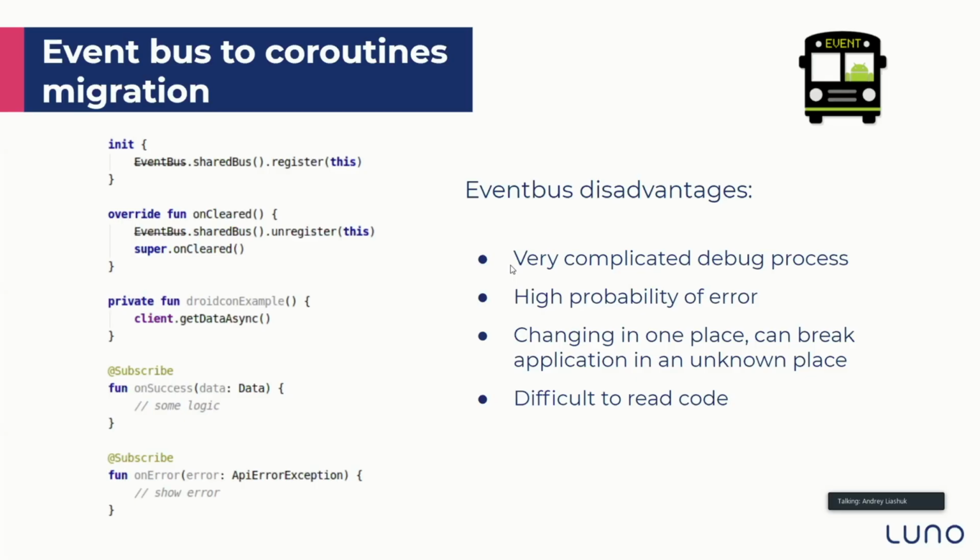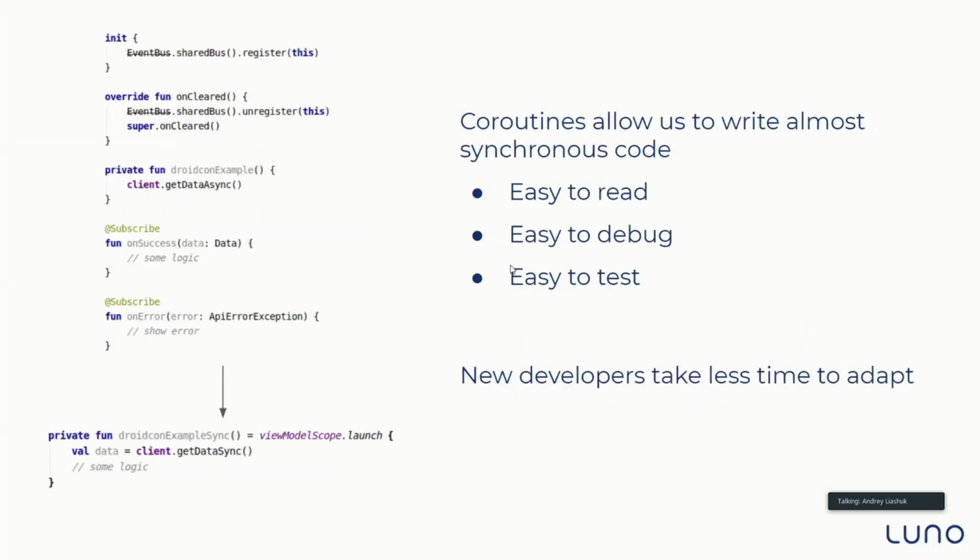Event bus we use to get network results. So we register it, and after the network call, results arrive to a function that we mark with the subscribe annotation. And it's very important not to forget to unregister the event bus. So event bus has a lot of disadvantages, such as a very complicated debug process and high probability of error. Changing it in one place can break the application in an unknown place. It's very difficult to read the code. It's a lot of boilerplate code. So event bus was okay, but in the past. Now we have much better solutions, for example, coroutines.